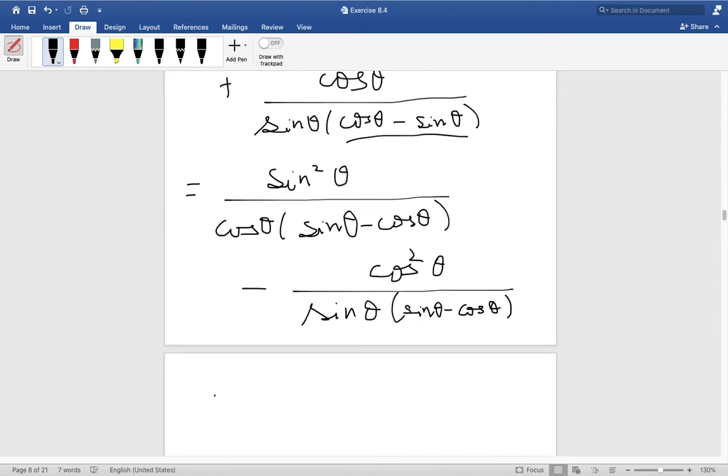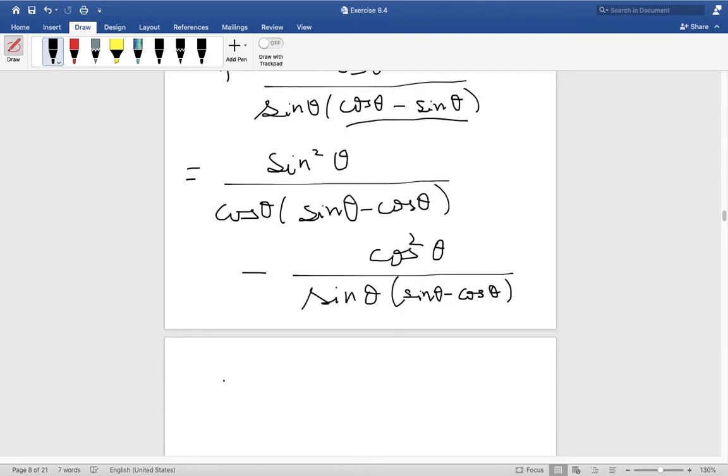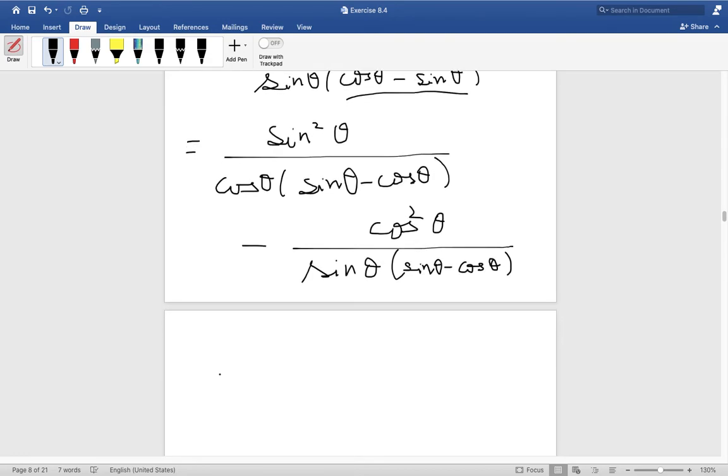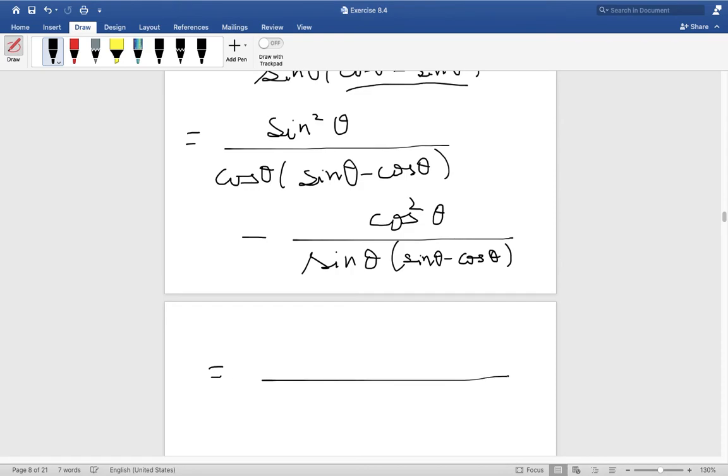Now what will be my LCM? I want to simplify this expression. It will be sine theta cos theta into sine theta minus cos theta. If this is looking a bit overwhelming, don't worry about it. As I said, it will all work out. So I have cos theta into sine theta minus cos theta here. So what will be remaining that I have to multiply my numerator with? Sine theta. I already have sine square up. So what will I get? I get sine cube.